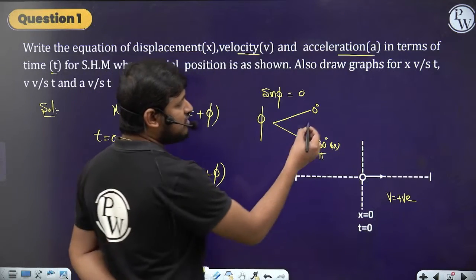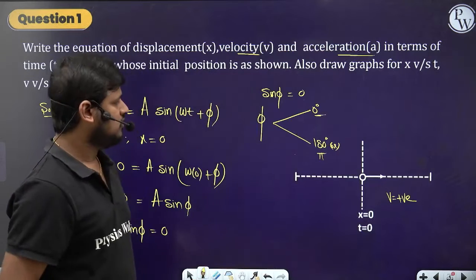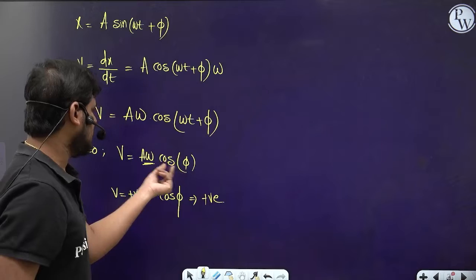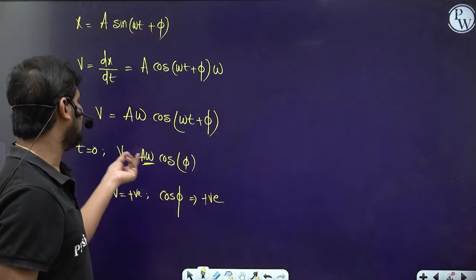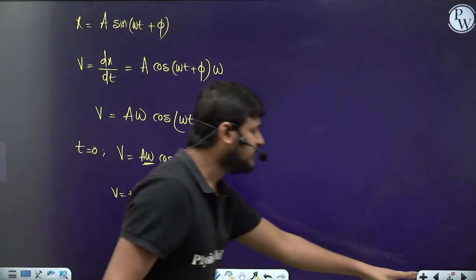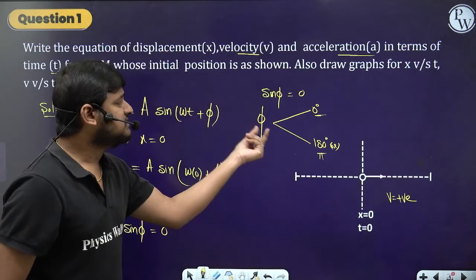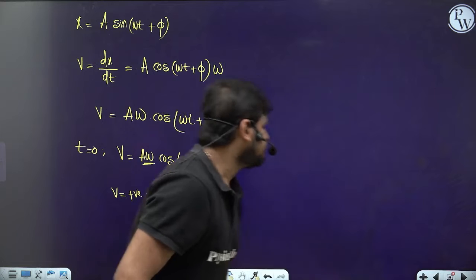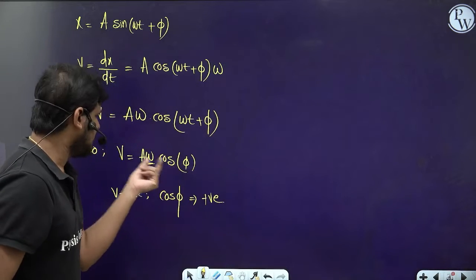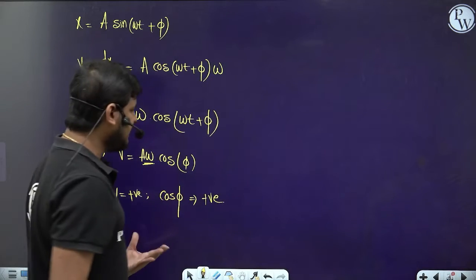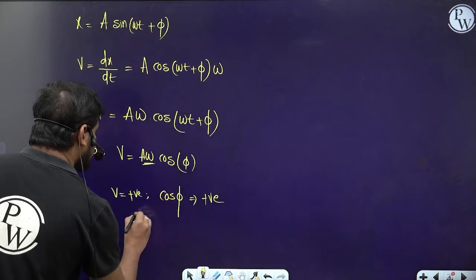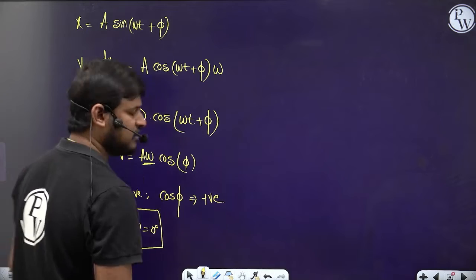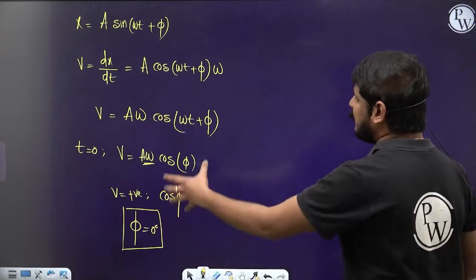If you substitute phi = 0, cos 0 is 1 and A omega is positive, so the whole velocity will be positive. But if you take phi = pi, then cos pi is -1 and the overall velocity will become negative. That's why in this scenario we consider phi equal to 0. So then I will substitute it here.